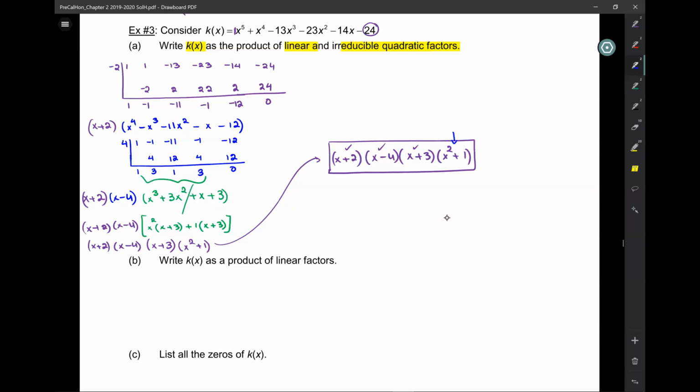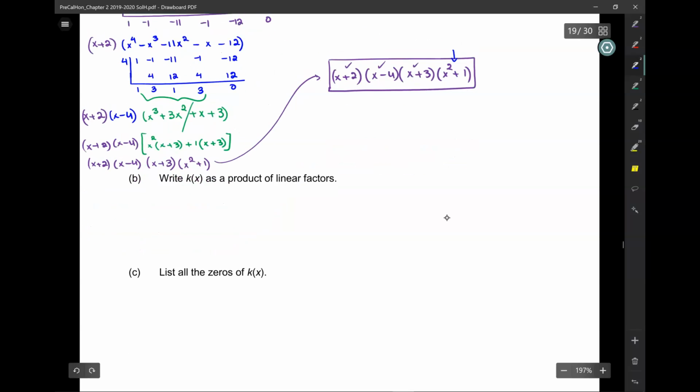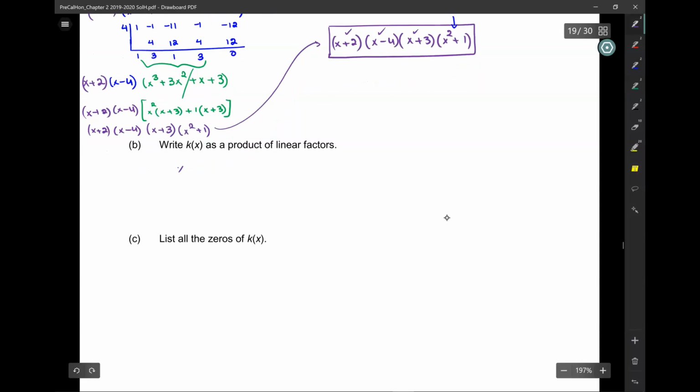So next part, we're going to go further. In the next part, it says write k of x as a product of all linear factors. Okay, so this is linear, this is linear, this is linear, not linear. I need to factor that one. So think about this for a minute. This is x squared plus 1. What is the reason why I can't factor this? What's standing in the way? So if it was x squared minus 1, I could have done x minus 1, x plus 1, right? So the thing is there has to be a negative here, right?